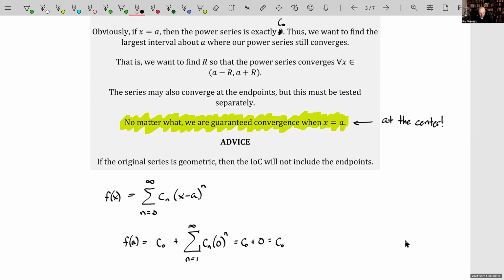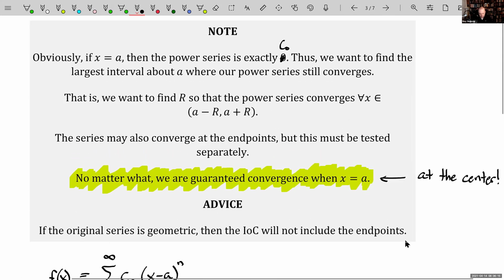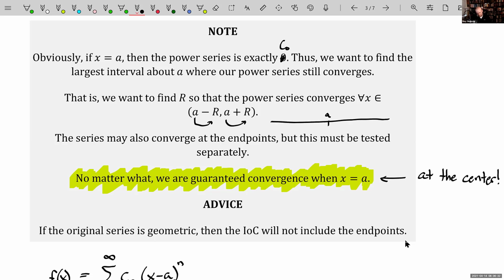Okay. So let's see. Thus, we want to find the largest interval about a where our power series still converges. That is, we want to find a radius so that the power series converges from the center minus r to the center plus r. You have some center. You just want to find this interval of convergence, a minus r to a plus r. We want to find out what that interval of convergence is.